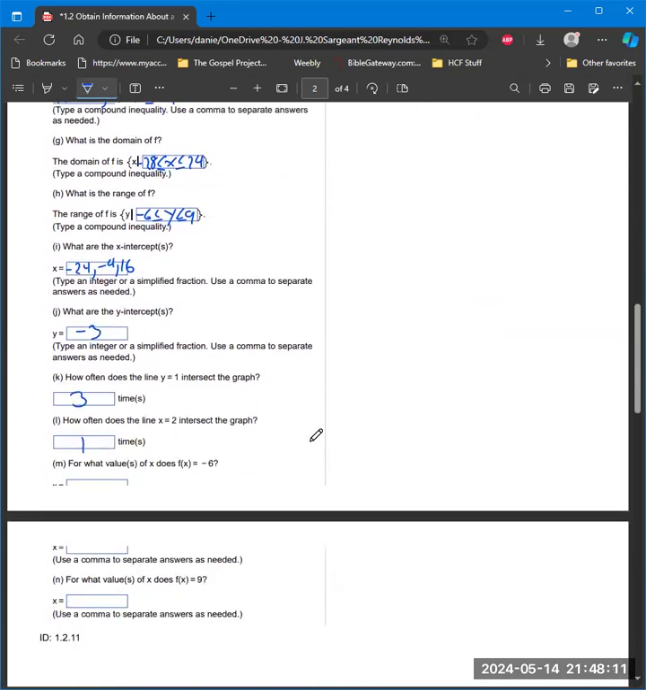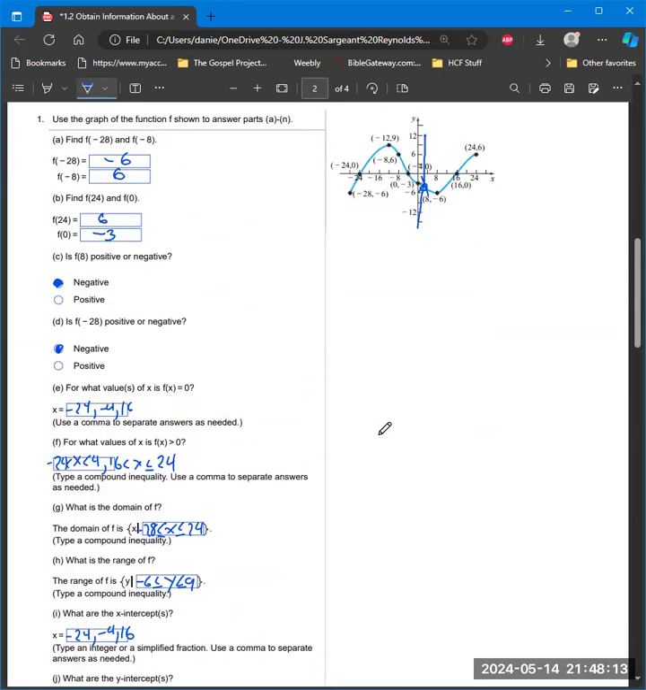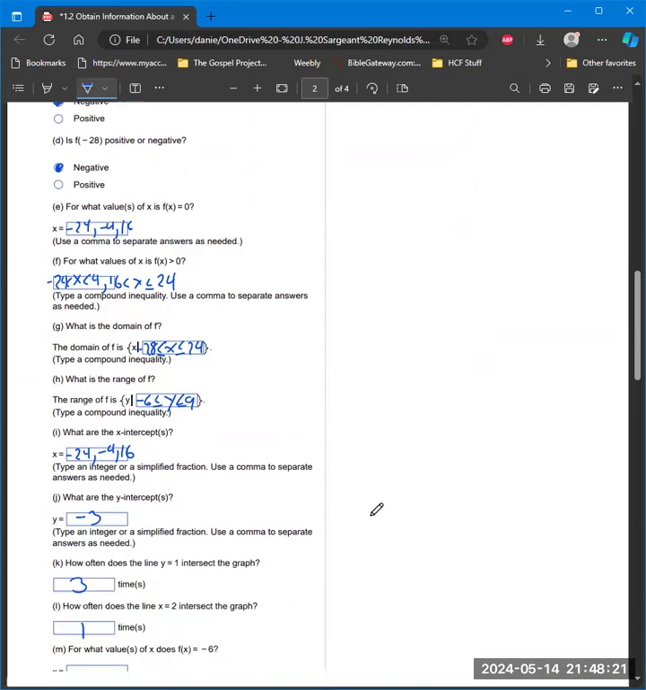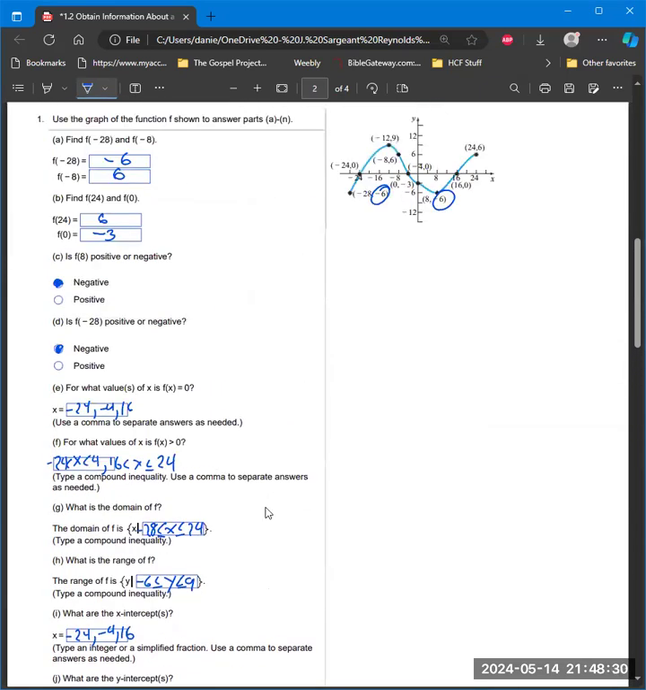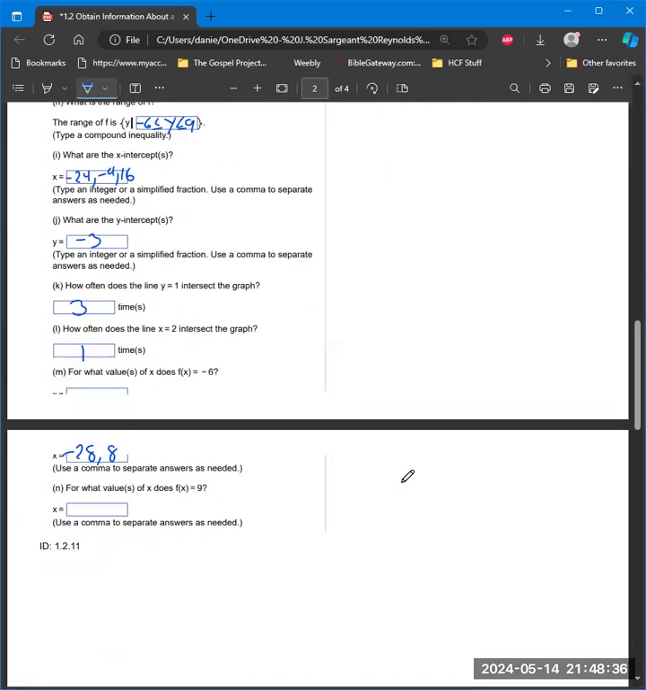For what values of x is f of x equal to negative 6? So there are 2 places on the graph where I have a y value of negative 6, and that's at negative 28 and at 8. So negative 28, comma, 8. And where on the graph is y equal to 9? There's only one place where that happens, and that's right here at negative 12.